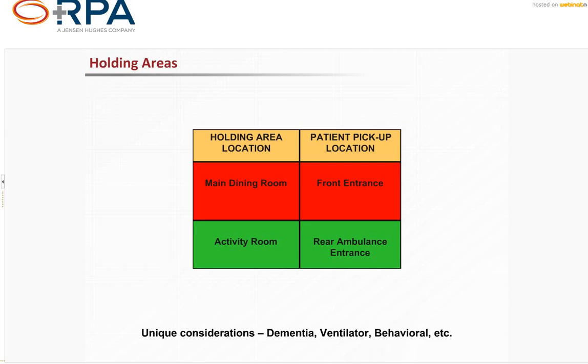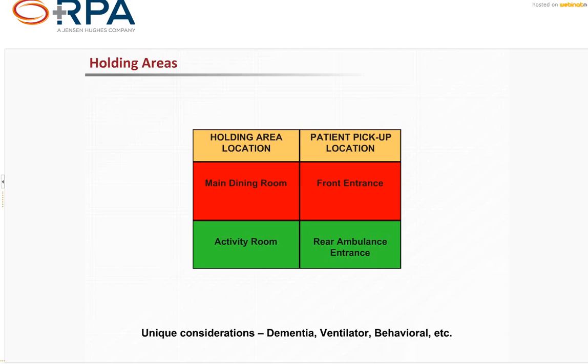We also try to look at the potential holding areas that we would use for each site, each building. It may be one, it may be two, depending upon the size of the building. It may be two or three, depending upon the types of occupancy. If you're a multi-service campus, you might have a skilled holding area, an assisted living holding area, and a memory care, dementia holding area. Depending upon the skill levels, the amount of staff, and the time that we have, it may be one, it may be three, depending upon what's appropriate for your facility.